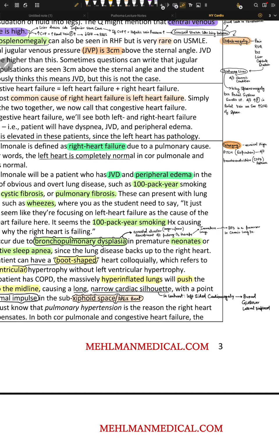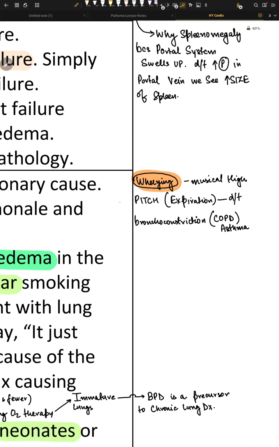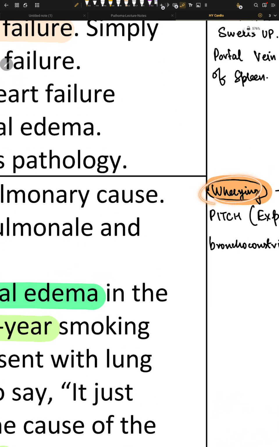Now what is wheezes? Wheezes is just a sound, right? And it happens when, I've written already. So wheezing is a musical high-pitched sound, and it happens on expiration. That's very important to understand, and it's due to bronchoconstriction. Just like a whistling, this is wheezing. Whistle. Okay, wheezing, not weasel, wheezing, right?